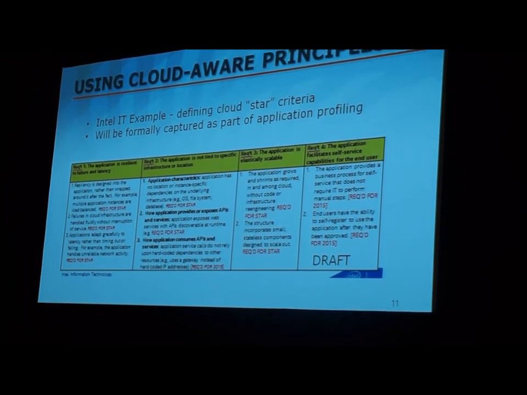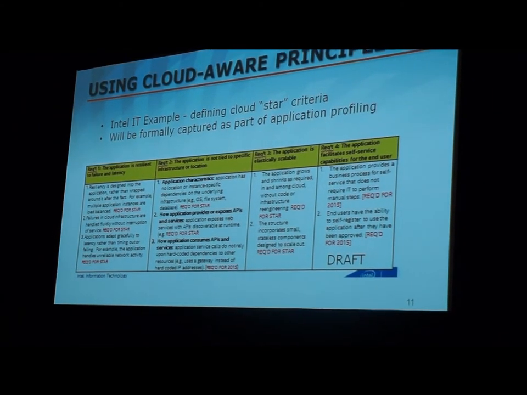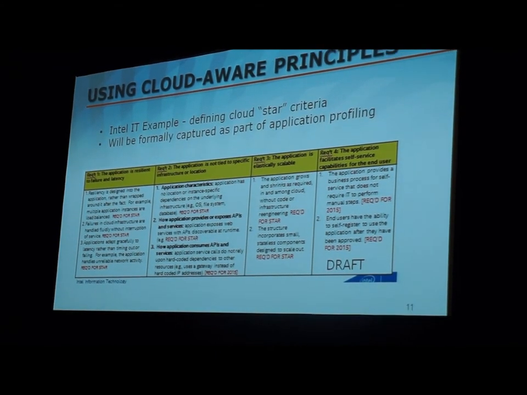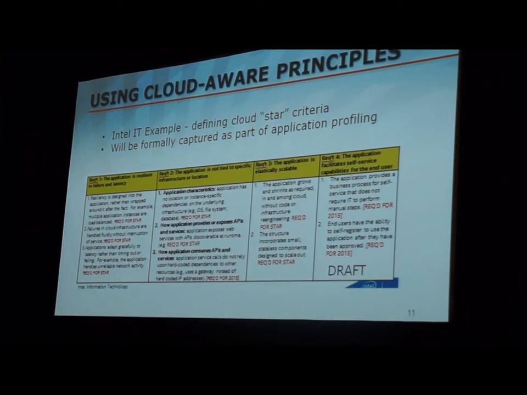This is a real excerpt from what's been done within Intel, with a rating system, a cloud star criteria, so they can go through applications. I'll read it out because the font is really small. Requirement one is the application is resilient to failure and latency. Number two is the application is not tied to specific infrastructure. This is just in practice going through stuff that's actually been developed and rating it: is it cloud-aware, or is there something we can change to make it better? I'd love to see as many organizations as possible follow that example.